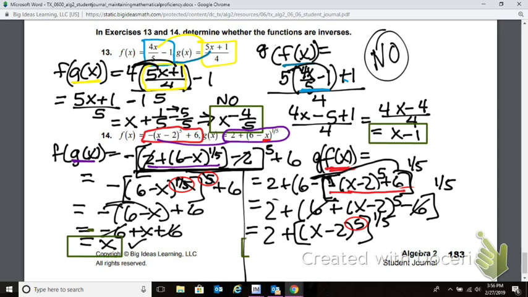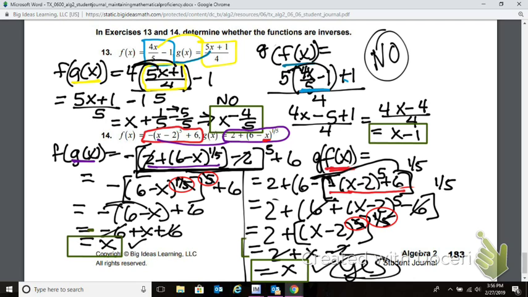So we have the 5th power raised to the 1/5 power. Again, reciprocal powers multiply to 1, so that cancels. We get 2 plus x minus 2. Our 2's cancel in and we end up with x. So since both functions ended up with x once we put one inside the other, then yes, these are inverse functions.